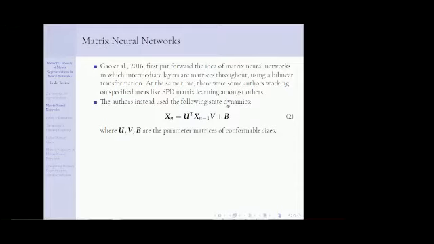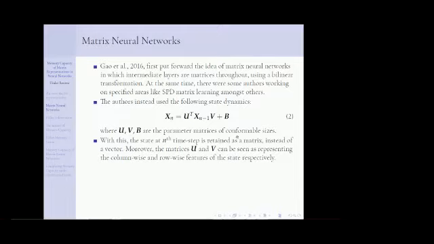So you can see here we are actually factoring our representation parameters, which in equation 1 was a single W. Now we have a U and V, and then a bias. This is how a matrix neural network works. With this, the state at the nth time step is retained as a matrix. At each time step, or at each layer, you have a matrix representation rather than a vector.